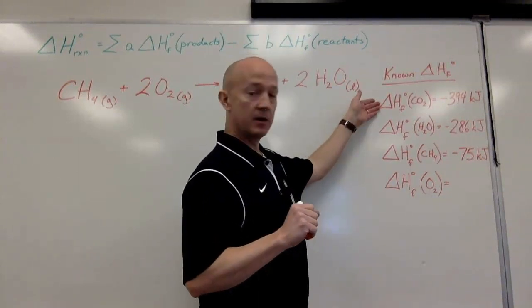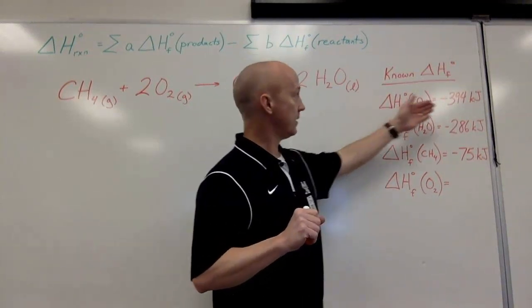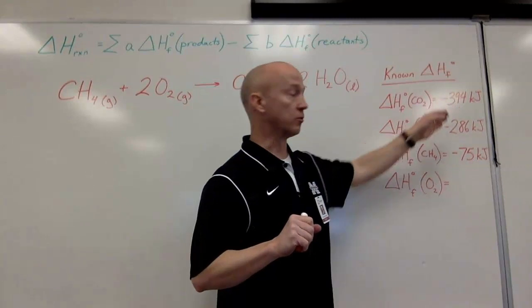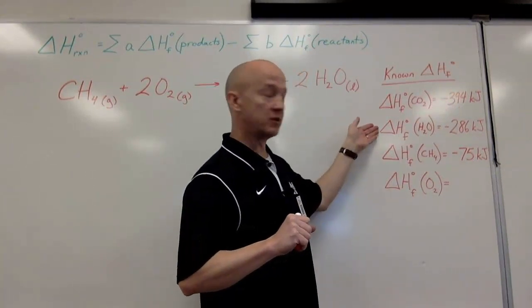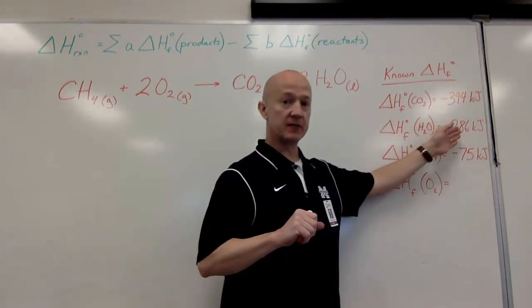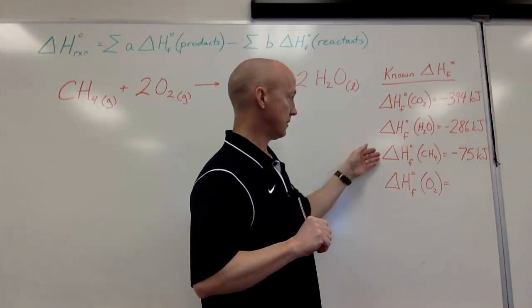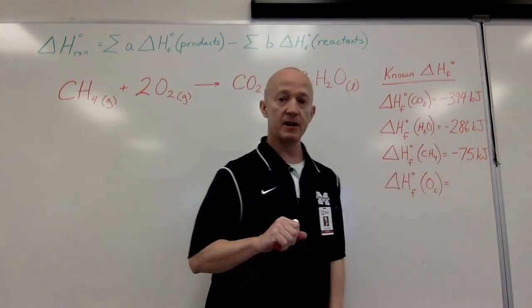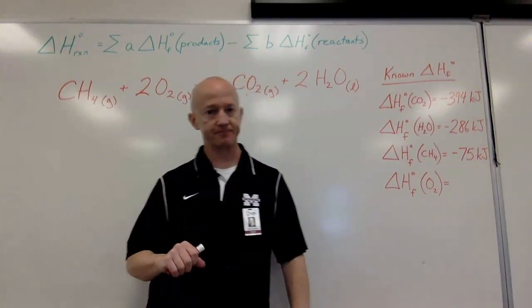For example, the heat of formation of carbon dioxide is negative 394 kilojoules. The heat of formation of water is negative 286 kilojoules. The heat of formation of methane, negative 75 kilojoules.